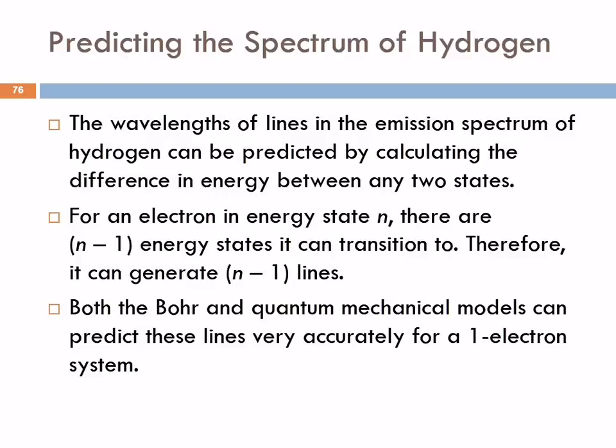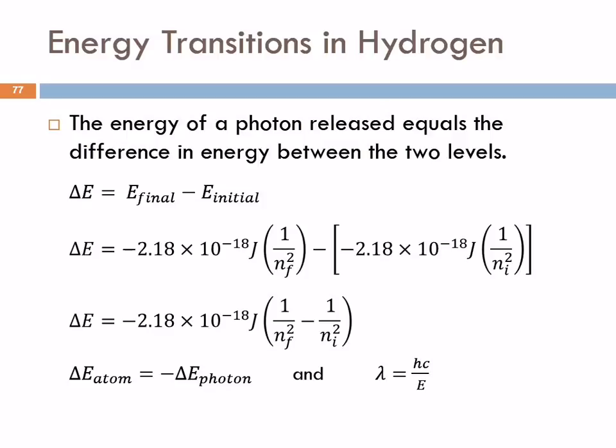The Bohr model predicts all of this very well for hydrogen. The quantum mechanical model also predicts it very well for hydrogen. The problem with the Bohr model is it only works for this one electron system. So now we're getting into some of the calculations we're going to be doing in lab today.